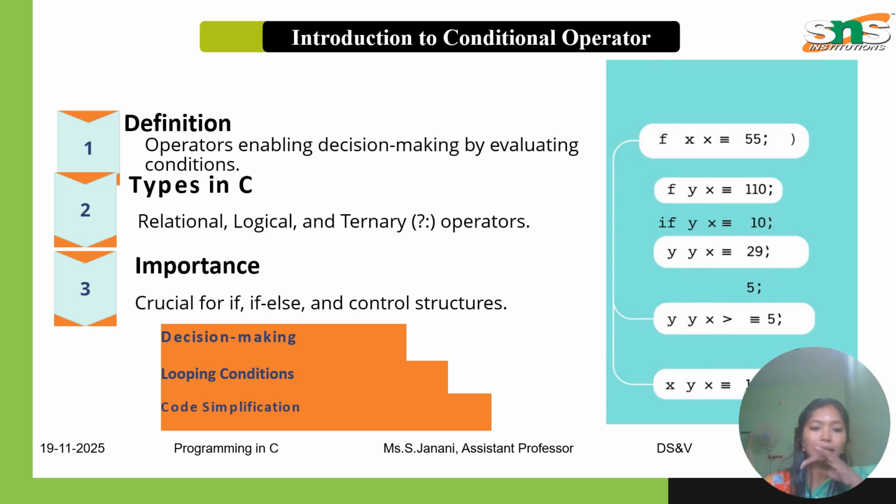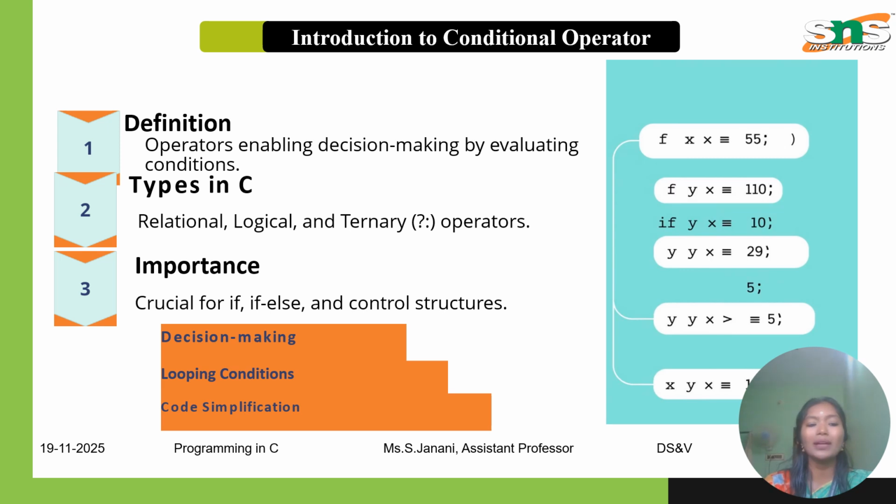So here the types are relational, logical and ternary operators. This mainly enforces decision-making and the evaluation of conditions, and it makes the code much simpler. So basically we have used three types of operators: relational, logical and ternary. We use input data, condition checks and increment operations, and simultaneously all three options will be used here.